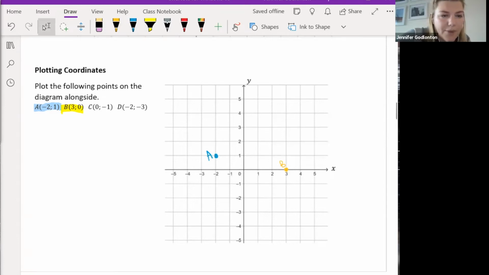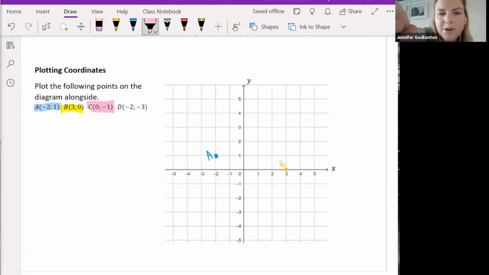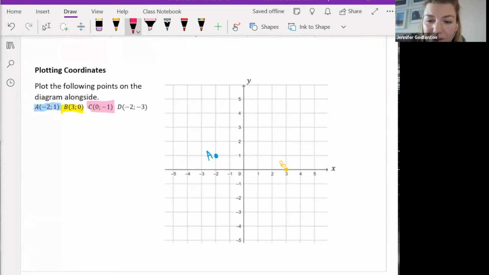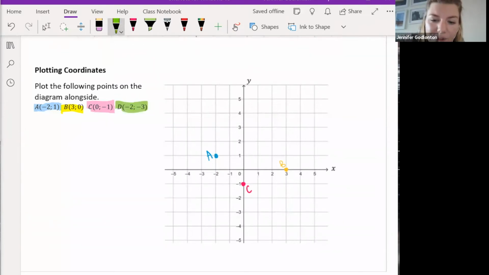All right. If I was looking at C, don't worry, I'm going to give you a chance to draw just now, don't you panic. My x value is 0, my y value is -1. So it would be there. And the last one over here is D. D is (-2, -3), which would be that point over there. And I would write a D.